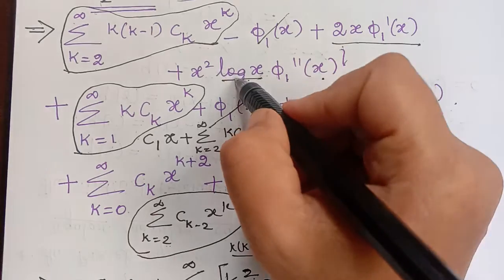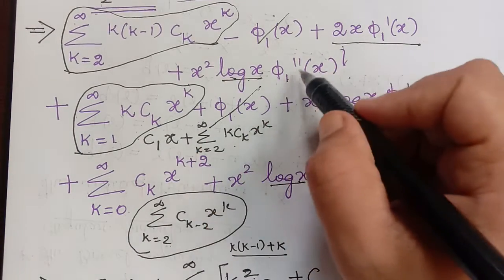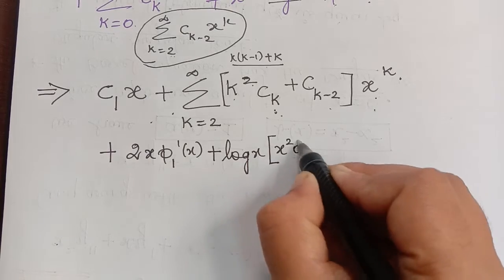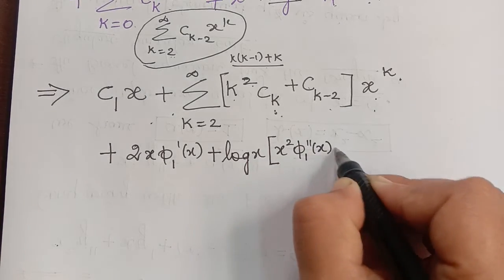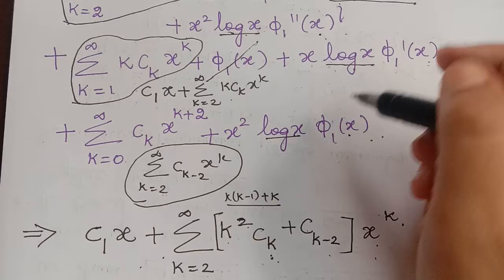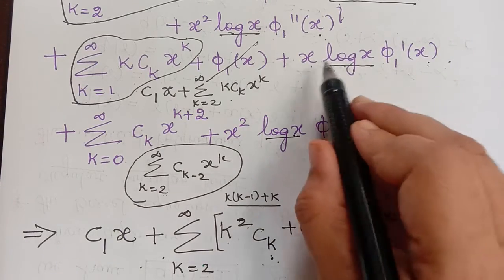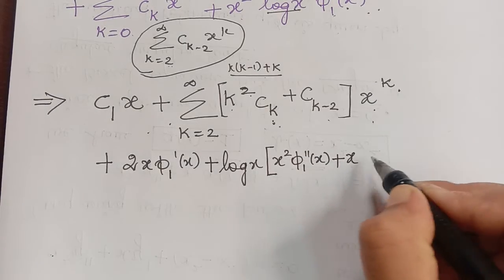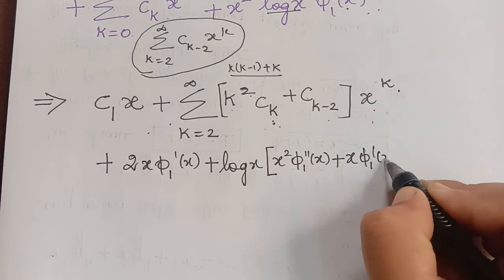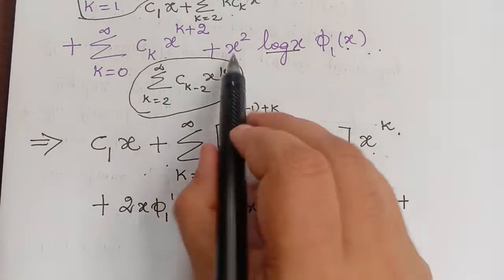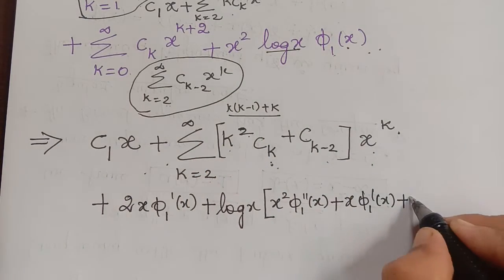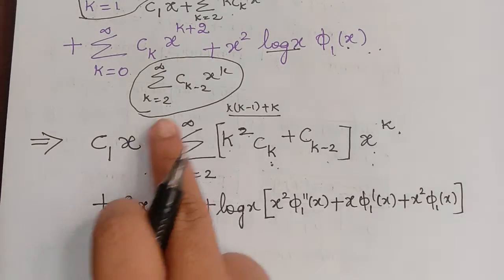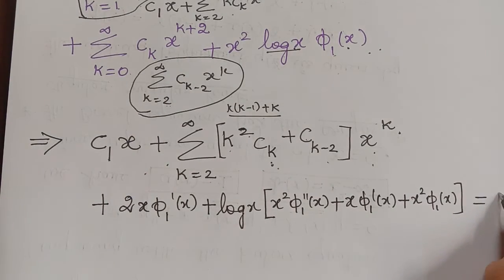So we will take that log x common out, and within the bracket we will have in this term what is left out after taking log x, x squared phi 1 double dash of x. So that we will write: x squared phi 1 double dash of x plus, now in this term, after taking this log x common out, we will have x phi 1 dash of x. So that we will write: x phi 1 dash of x plus, now in this term we have x squared phi 1 of x. So all together, this full term is equal to 0.